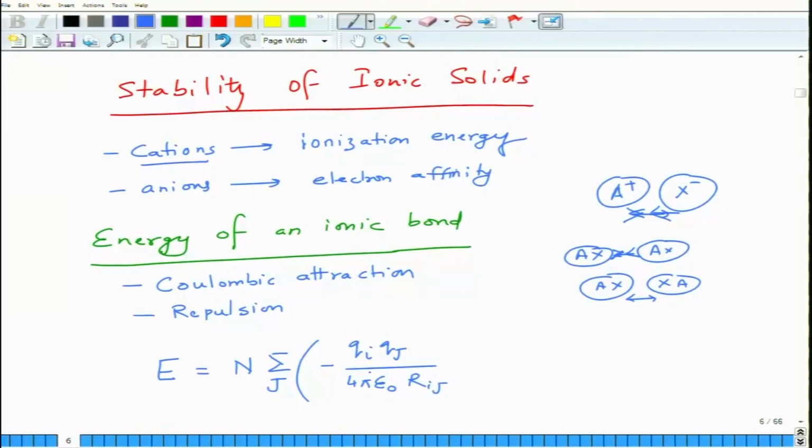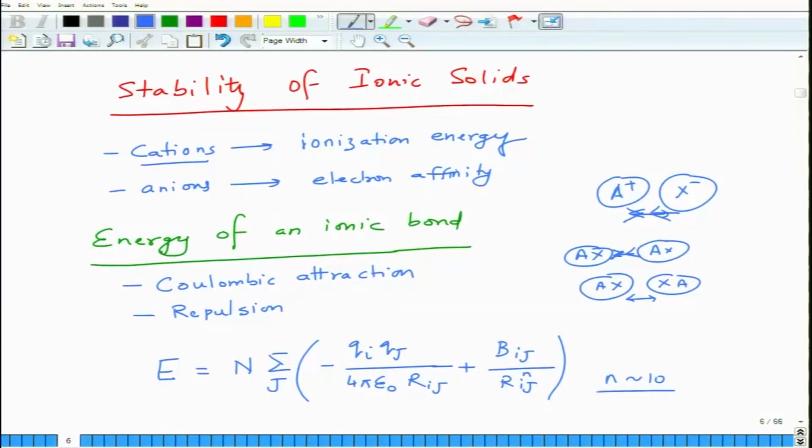So i is the reference atom or reference ion, and then you have these two terms: one is the attraction term, the second is the repulsion term, B_ij divided by r_ij to the power n, where B is a constant and n takes a value of about 10 in this case. So for every jth neighbor, you have to sum this energy and multiply by N, the number of molecules in the system.